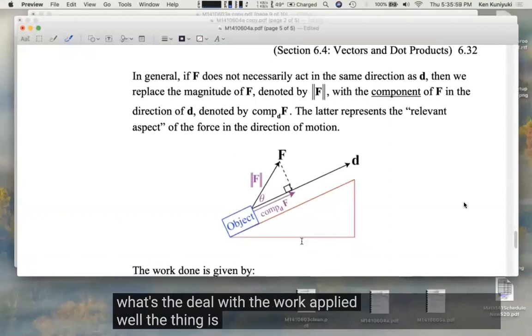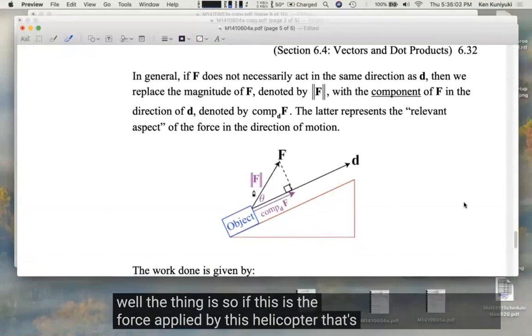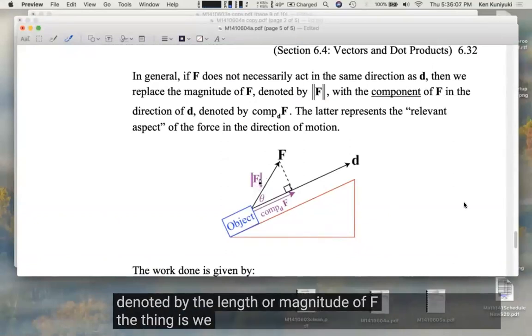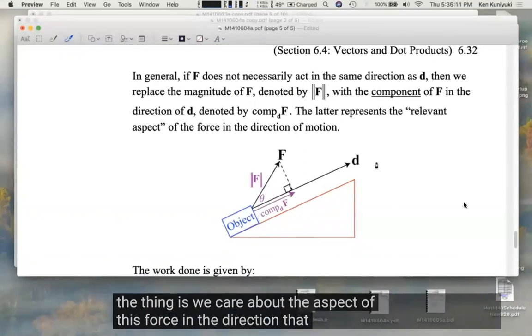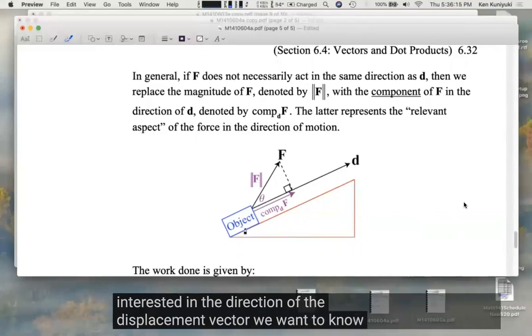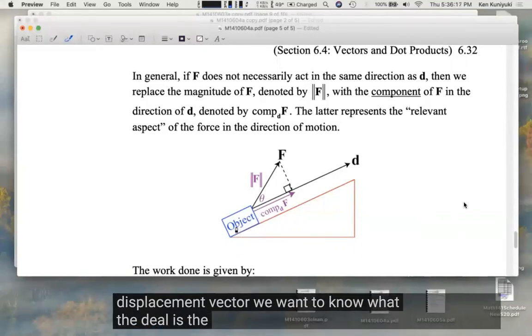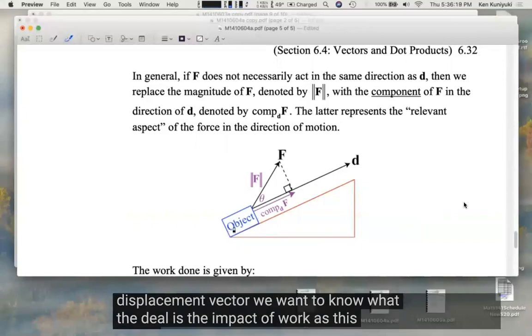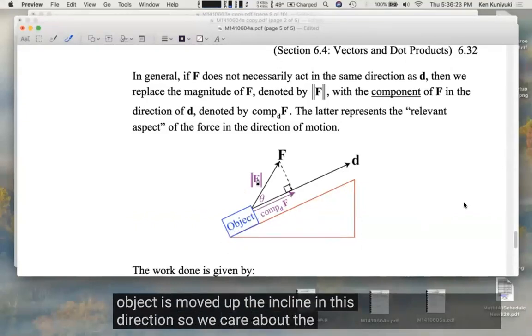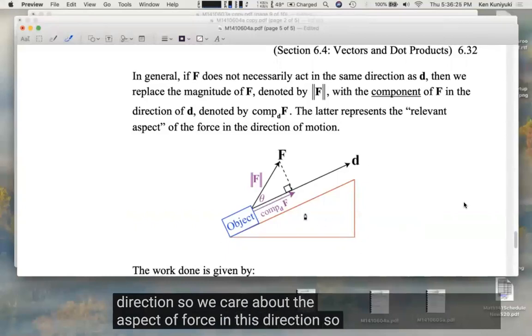Well, the thing is, if this is the force applied by this helicopter, that's denoted by the length or magnitude of F. The thing is, we care about the aspect of this force in the direction that we're interested in, the direction of the displacement vector. We want to know the impact on work as this object is moved up the incline in this direction. So we care about the aspect of force in this direction.